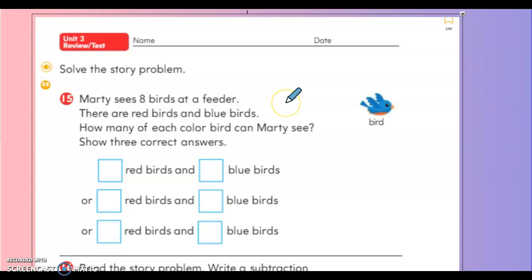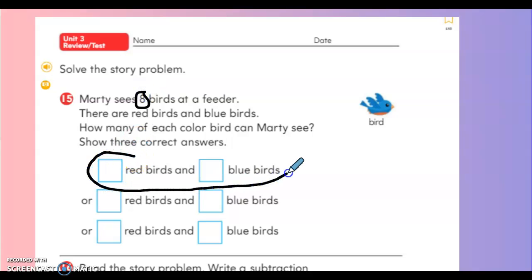All right, number 15. We're going to solve the story problem, and this story problem says Marty sees 8 birds at the feeder. There are red birds and blue birds. How many of each color bird can Marty see? Show 3 correct answers. Now, when we're in class, we are usually talking about this problem like it seems tricky to us, but if we really think about it, it's just asking us for 3 partners of 8. Okay, so this right here, these 2 would be a partner of 8. Same for these 2 and same for these 2.